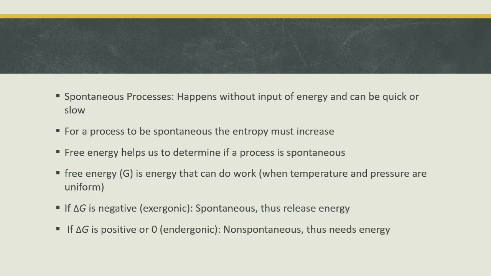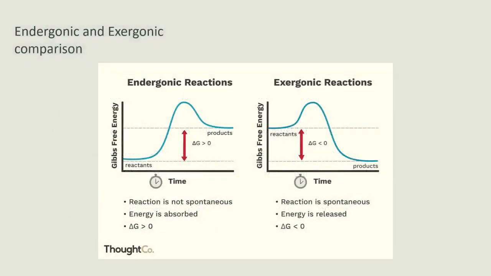If delta G is positive or zero, it means that it is endergonic, which is in the same fashion as the word exergonic, but in this case endergonic just means that it needs energy to be performed. And again, if delta G is positive or zero, the reaction is going to be non-spontaneous. This is just a small chart that compares both endergonic and exergonic reactions.